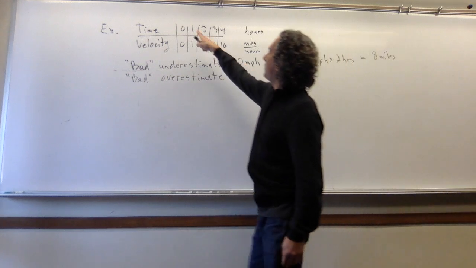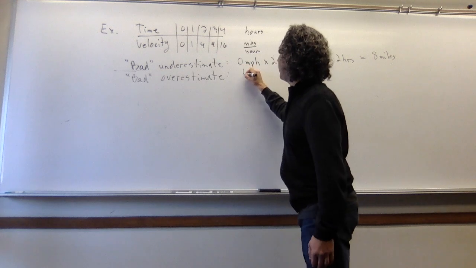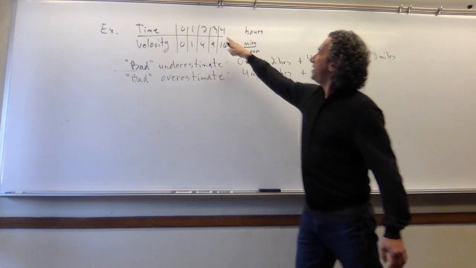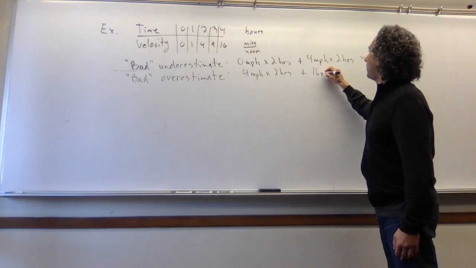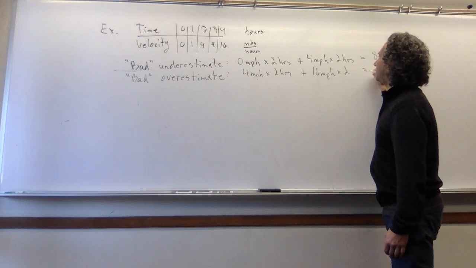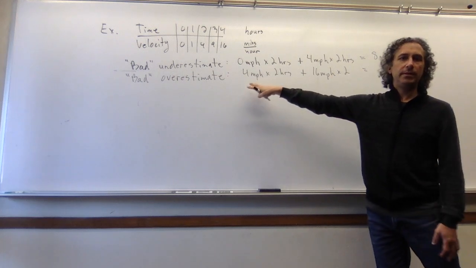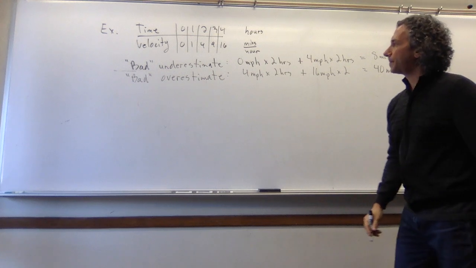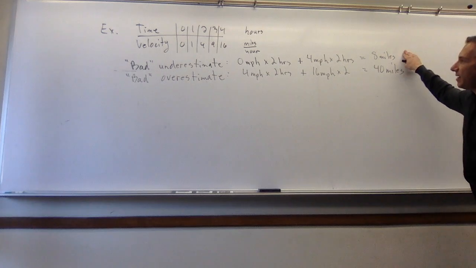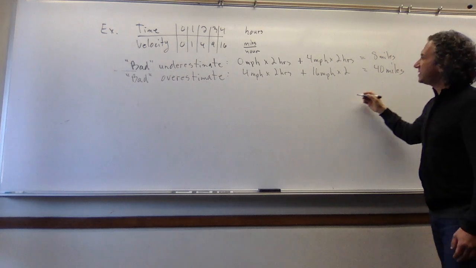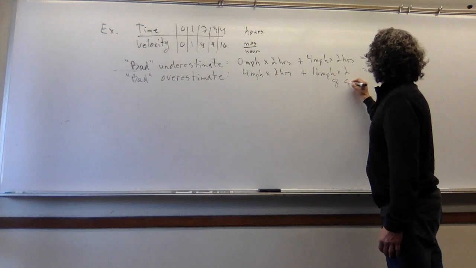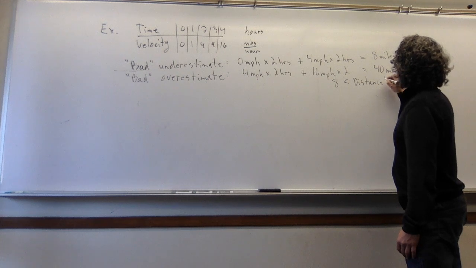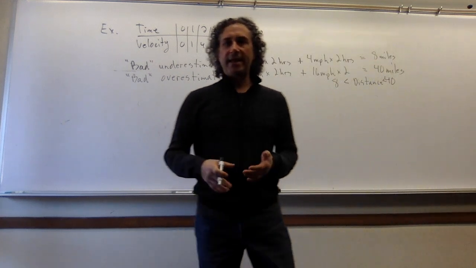Well, hopefully you said for the first 2 hours you'll go 4 miles per hour for 2 hours. Then for the next 2 hours you'll go 16 miles per hour. So here we have 32 plus 8, which is 40 miles. All right, so this is my bad underestimate. This is my bad overestimate. This tells me, though, that the true distance traveled is somewhere in between my 8 and my 40.